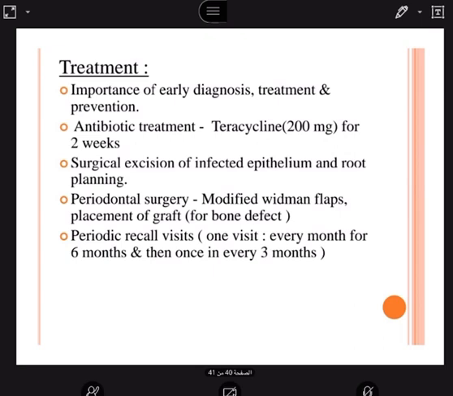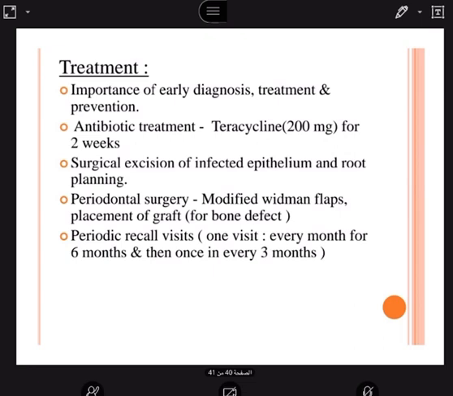Antibiotic treatment, usually they say tetracycline 200 milligram, very good. It has a high ability to be retained in the GCF. That's why tetracycline is a drug of choice for periodontal conditions. Surgical excision of infected epithelium and root planing, all your perio procedures for flap surgery like your modified Widman flap, placement of bone graft, etc., could be done to tackle this.